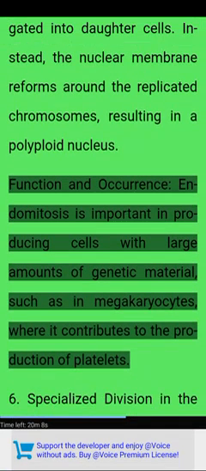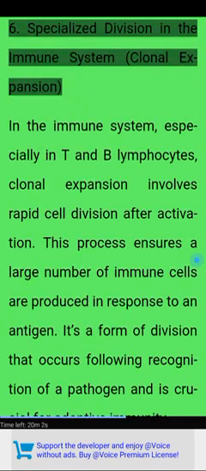Function and occurrence. Endomitosis is important in producing cells with large amounts of genetic material, such as in megakaryocytes, where it contributes to the production of platelets. 6. Specialized division in the immune system.